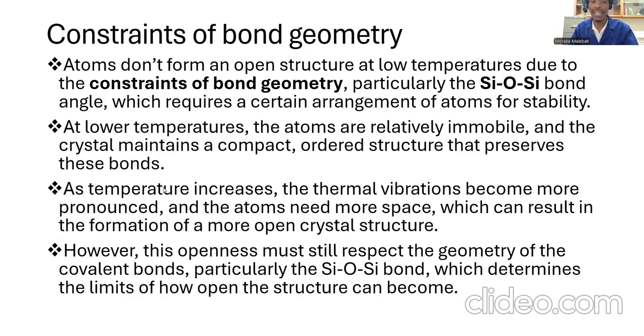That's why we say as temperature increases, the thermal vibrations become more pronounced and the atoms need more space, which can result in the formation of a more open crystal structure. But this openness must still respect the geometry of the covalent bonds, particularly this bond, which determines the limits of how open the structure can become. We always want to maintain the ideal geometry, so it's always important to understand these constraints of bond geometry.